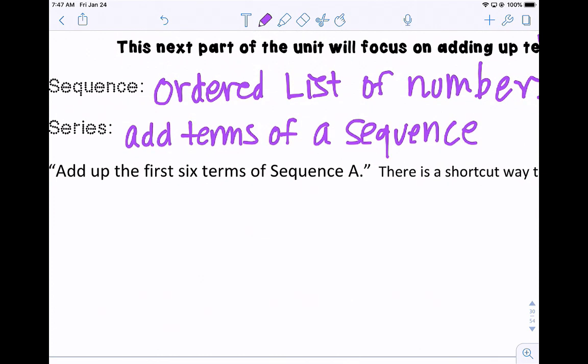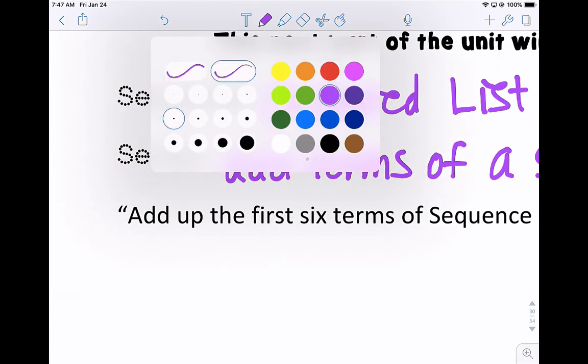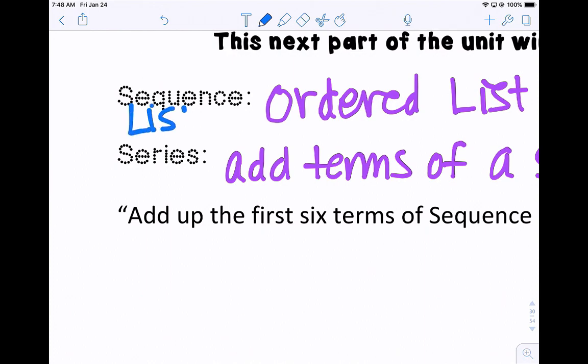They will start with an S. A sequence is your list. The series is the sum, if that helps you remember it. So sequence is your list, and a series is when you add them up. You find the sum.